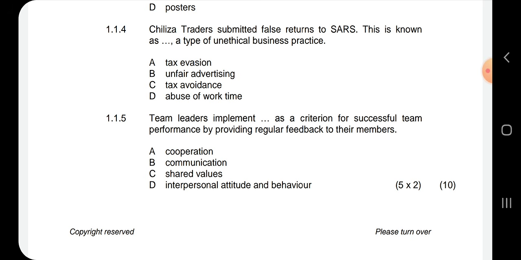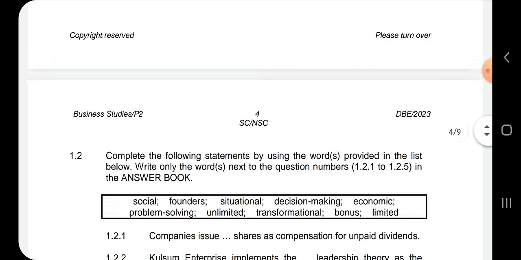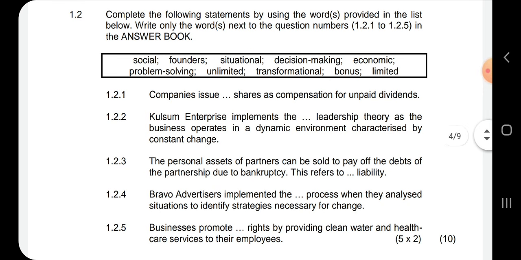1.1.5 says team leaders implement as a criterion for successful team performance by providing regular feedback to their members. So that is communication. They implement communication. Remember, by providing regular feedback. Cooperation is working together. Shared value is shared value. Interpersonal attitude and behavior. No, it's communication. Okay? Understand what is needed, and I'm telling you, the multiple choice questions will just be your A game.